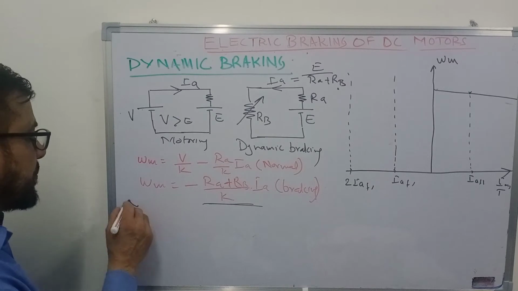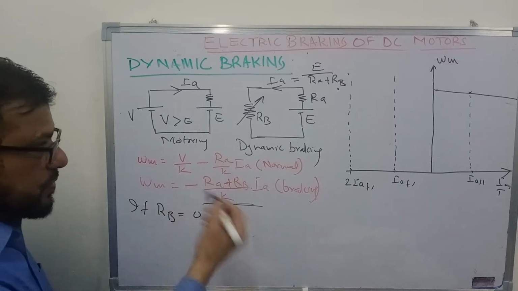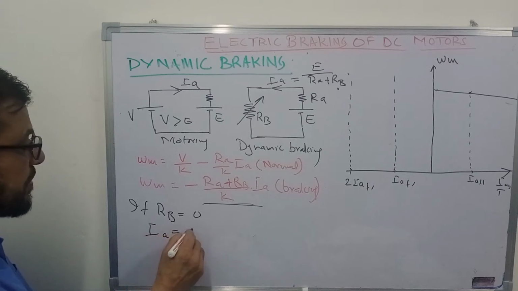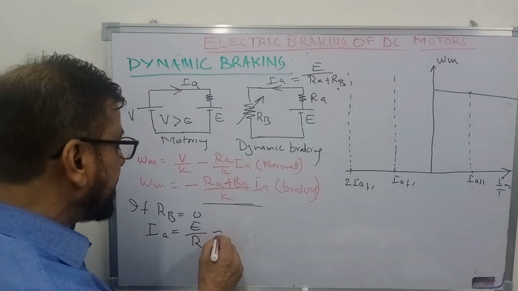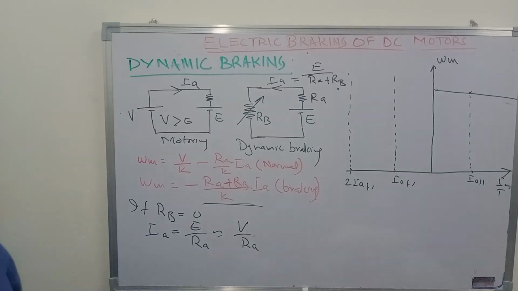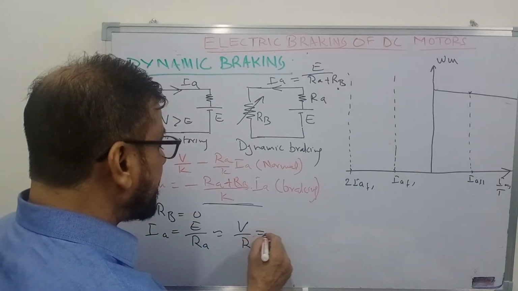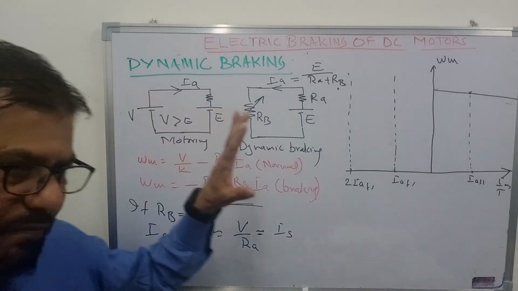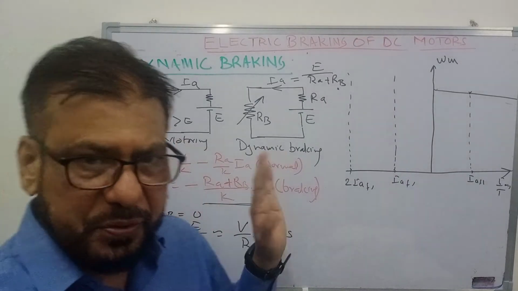So if RB is not used, or you can say that the braking resistance is 0, and you just short circuit it directly, then the current that will be flowing in the reverse direction will be equal to E upon RA. So this is almost the same as supply voltage upon RA, the same current that would flow if you start the motor directly online without any starter. So this will be almost equal to the starting current of the DC motor. That is very high, maybe 20 times or 30 times more than the full load current, and that is dangerous for the motor and it should not be allowed.